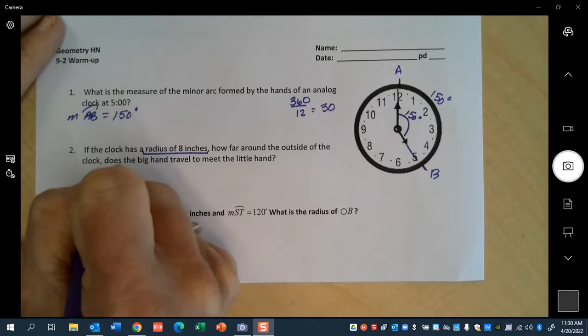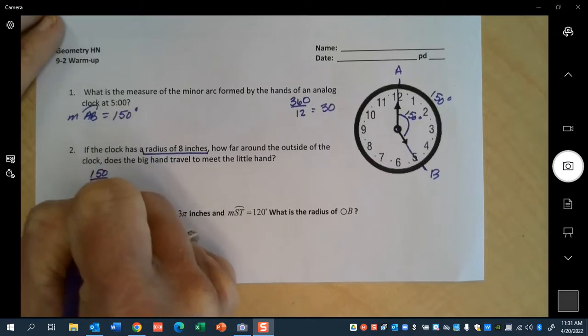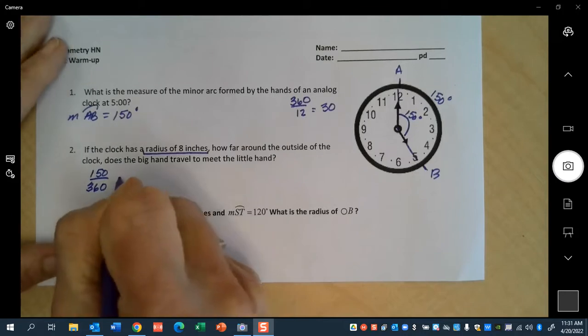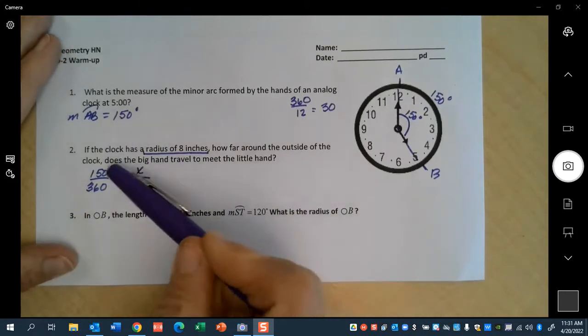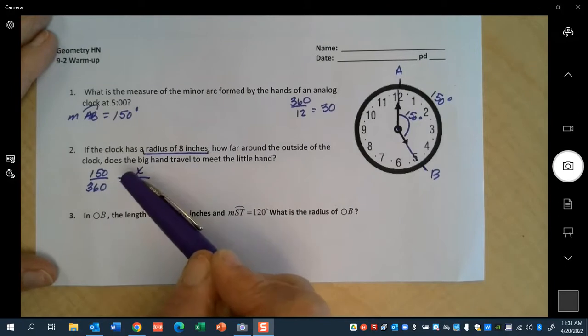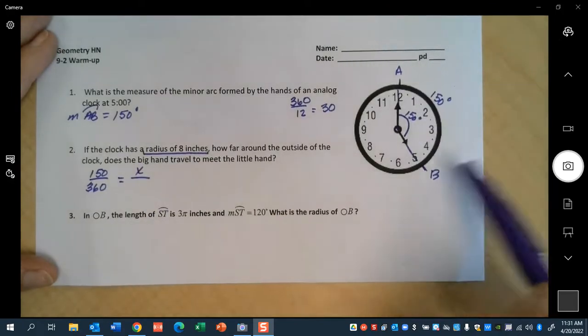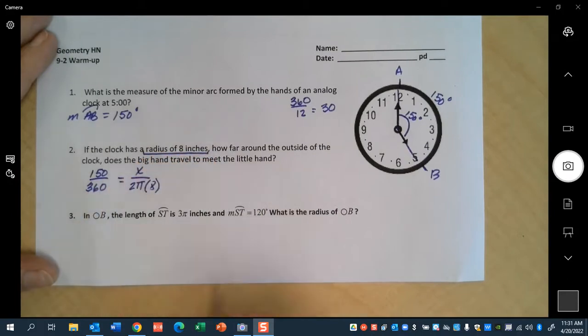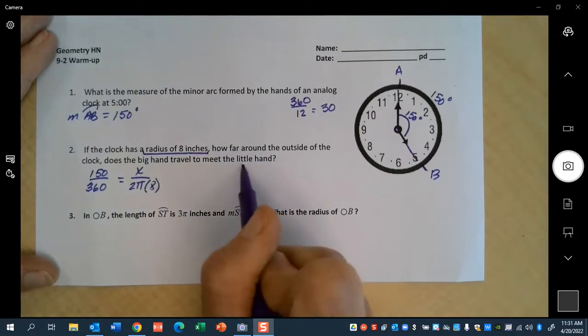So I know that if I have 150 out of the total 360 degrees, that is my part to whole story. That is what fraction of the circumference I need. So you are of two minds. There are two options for how you solve this. You decide which one you are. Are you a proportion person, where this part to this whole is equal to this part here that I'm solving for compared to 2 pi r? That's if I solve it by doing a proportion.